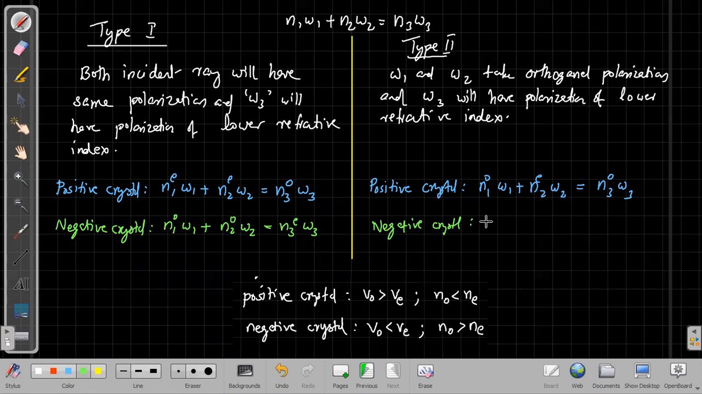So for a negative crystal, we can write N1E omega 1. In the case of a negative crystal, the extraordinary ray has the lesser refractive index, and N2O omega 2. And what should omega 3 be? Omega 3 should take the extraordinary polarization, N3E omega 3.